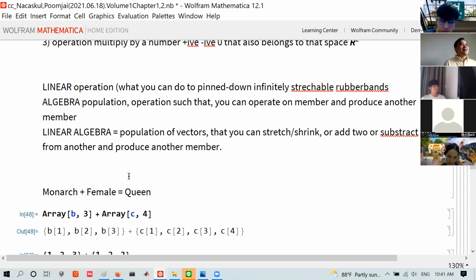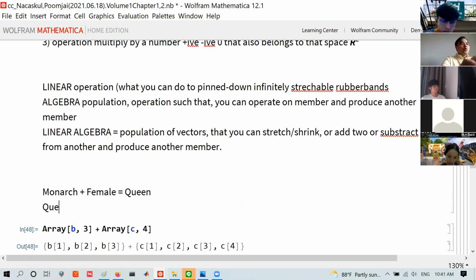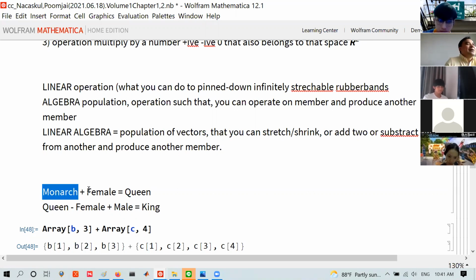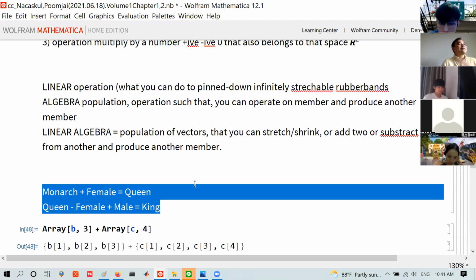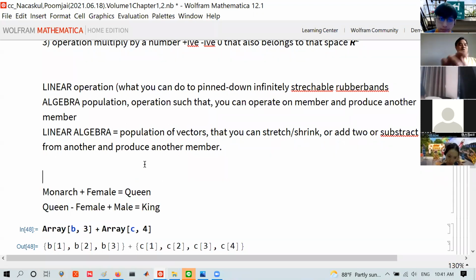You add or subtract concepts, or you say something like queen minus female plus male equal to king. Right? So this is some kind of algebra. Monarch is a human being, female human being, queen human being, male human being, king, and you do some kind of operation, if you think of it as an operation. So this is some kind of, quote unquote, word algebra.